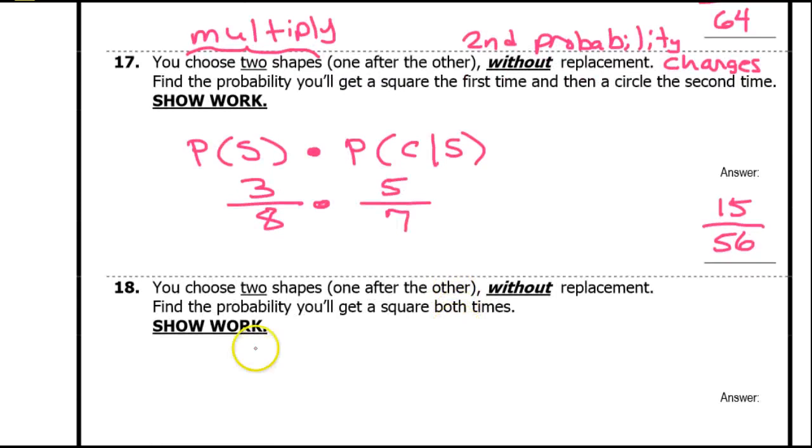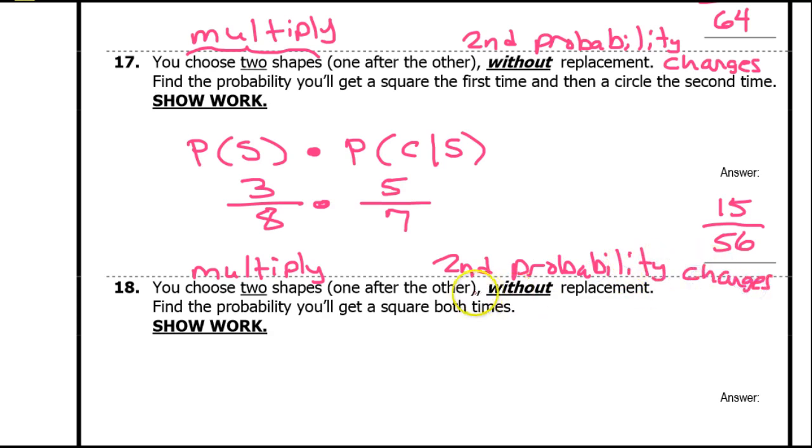Okay, now we choose 2 shapes, one after the other, without replacement. So same deal as before. We're still going to multiply. And the second probability is going to change, because we're not putting back whatever we take out first. So what's the probability that you'll get a square both times? We need to find the probability of pulling a square the first time, and then we're going to multiply that by the probability of getting a square the second time. So I'm going to say the probability of pulling a square given that we already pulled out a square the first time.